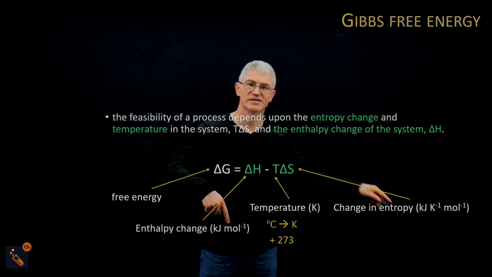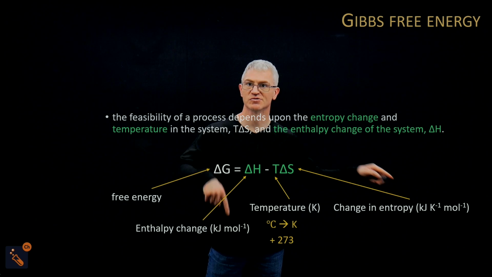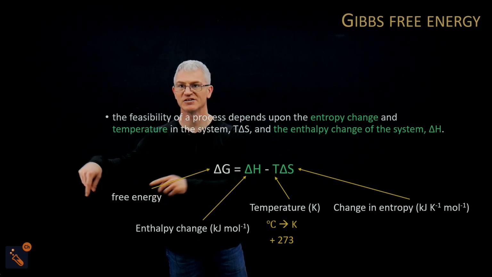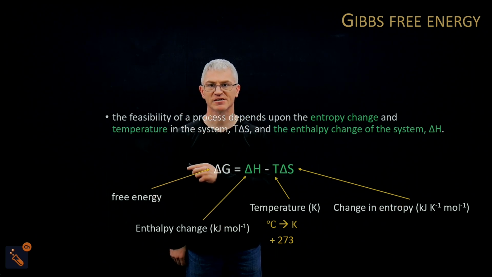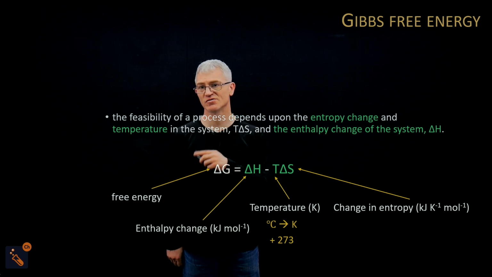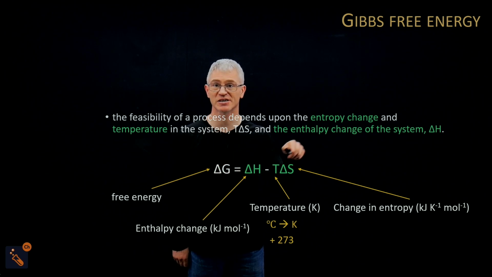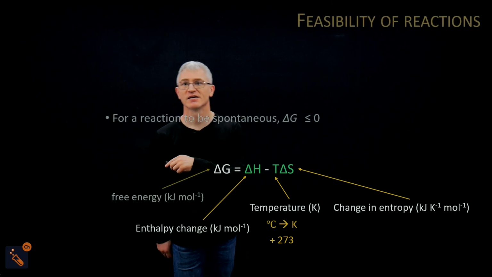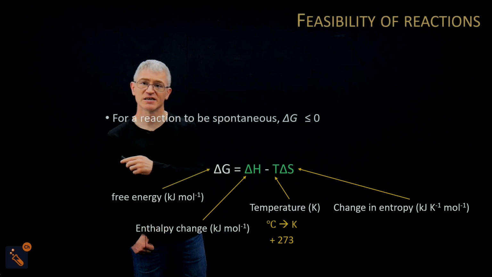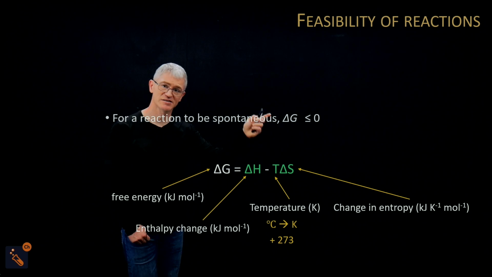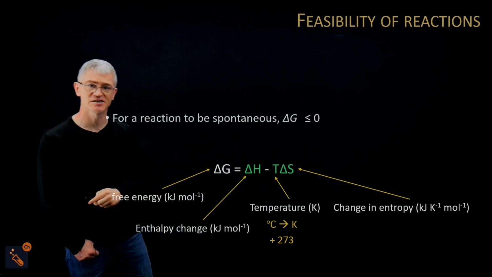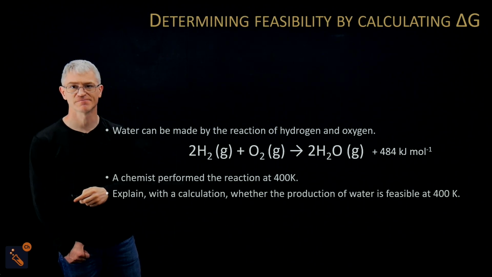Notice kilojoules, kilojoules, kilojoules. Okay, and then you get free energy, which means your final unit will be kilojoules as well, because you've got kilojoules here and kilojoules here. Okay, right. Now, as I said, the reaction has to be spontaneous, and if it is, delta G will be 0 or less than.